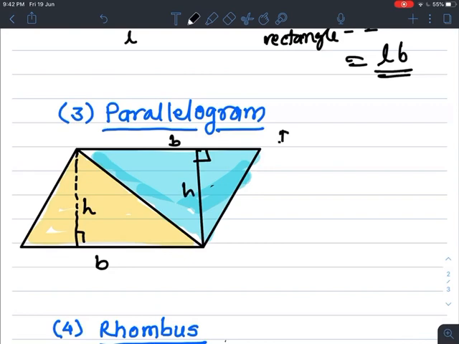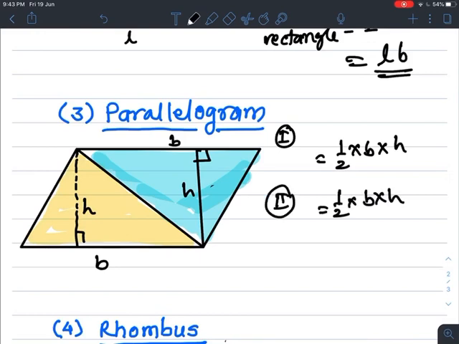So first, we can find the area of the yellow triangle, half base into height. I will write directly without writing the formula: half b into h. Again I will find the area of this other blue triangle, half b into h. So the area of the yellow triangle is half bh, and the area of the other triangle is half bh. So thus the area of the parallelogram.